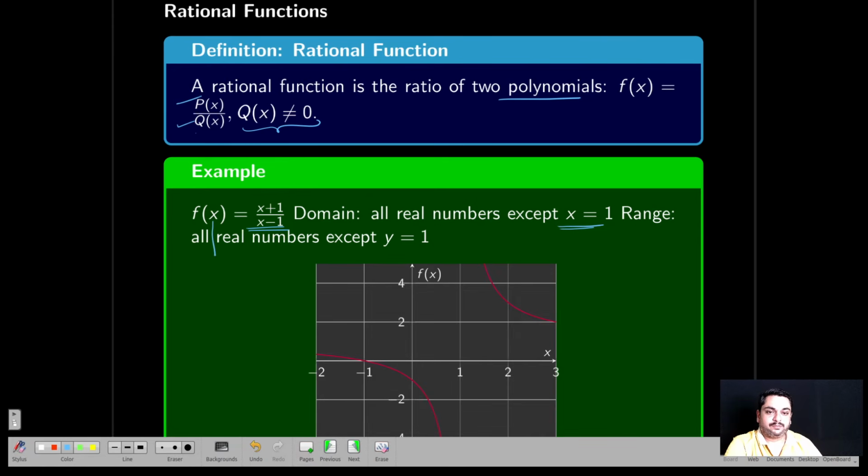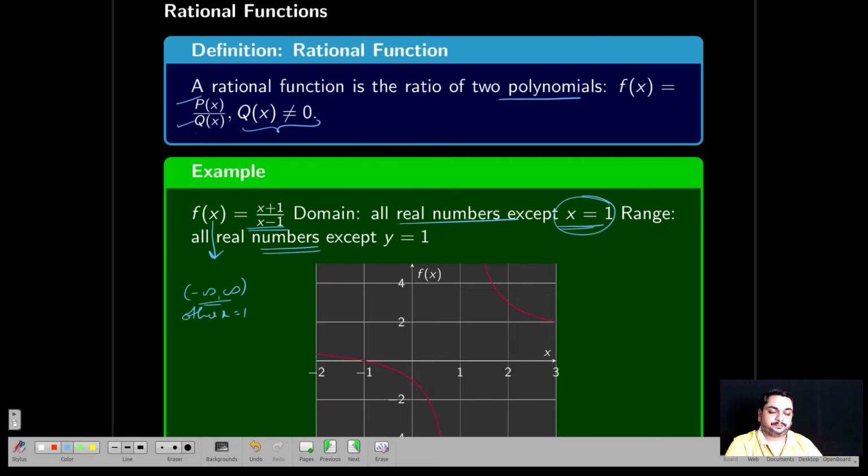If I put x equal to 1 in the domain, then I cannot map, because it becomes infinity. I cannot map x equal to 1 to infinity. So the domain is all real numbers except 1. For example, minus infinity to infinity other than x equal to 1. x can take any values other than 1.